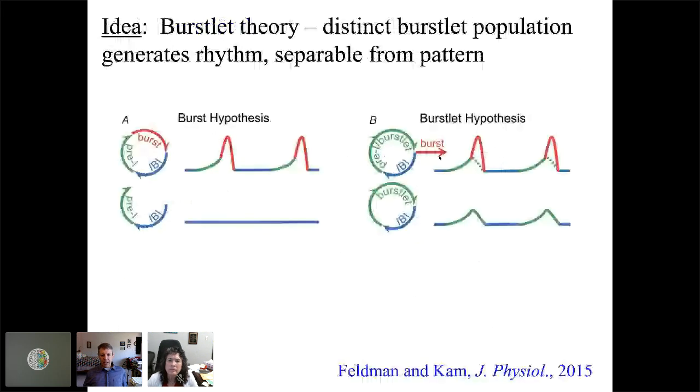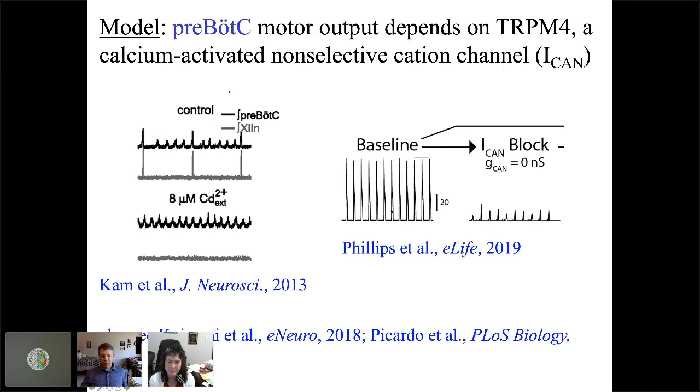Okay, so that's a compelling idea based on the data, but there isn't, until now, really a mechanistic theory for how this burstlet and burst idea would work. Okay, so in fact, we had what I would say is a relatively simple idea that we think very effectively captures this recruitment. And the key observation is that the actual motor output, so whether the hypoglossal nerve is recruited or not, depends on a calcium-activated non-selective cation channel.